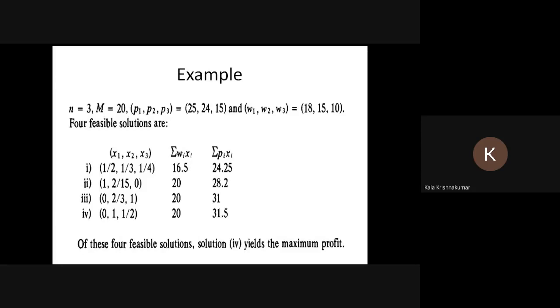1 comma, I think 2 by 5 can be written as 2 by 15. Is that correct? Because the first object is 18, yes, 2 by 15. Then you'll get 2 here, so your total will be 20.